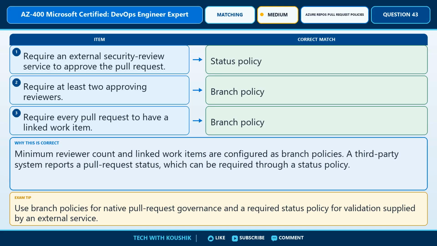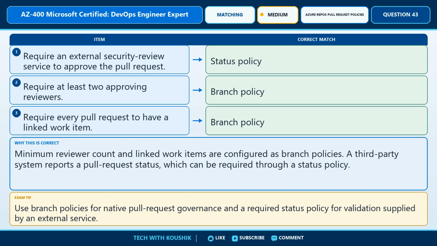The correct matches are as follows. Left item 1, require an external security review service to approve the pull request. The correct match is status policy. Left item 2, require at least 2 approving reviewers. The correct match is branch policy. Left item 3, require every pull request to have a linked work item. The correct match is branch policy.